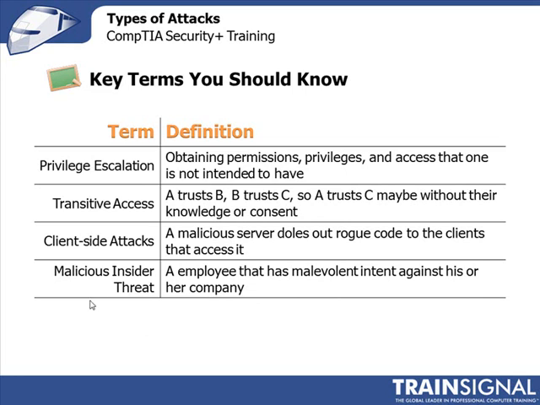And I do want to talk about malicious insider threats a little bit more. We brought this up when discussing privilege escalation, but a malicious insider can use any type of dishonest behavior because they're an employee that has malevolent intent against his or her company. So this person could be angry with the company or be looking for monetary gain. So just remember, a malicious insider is someone that works for the company but may also be working for themselves.